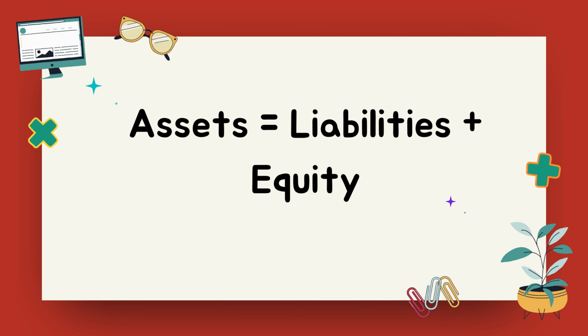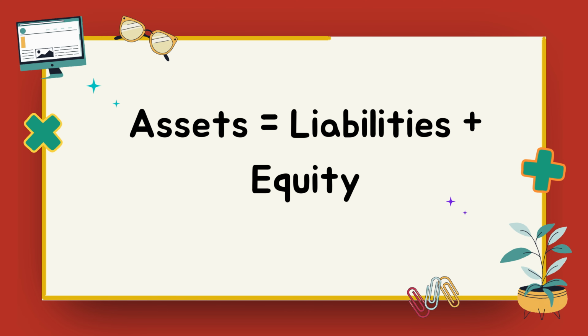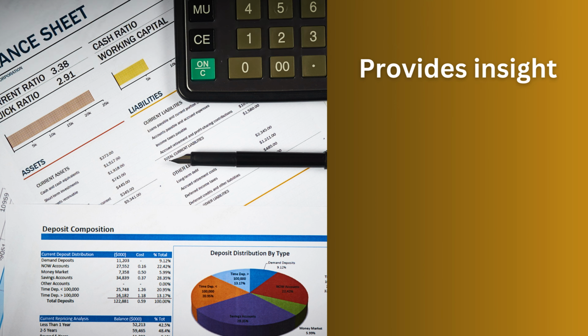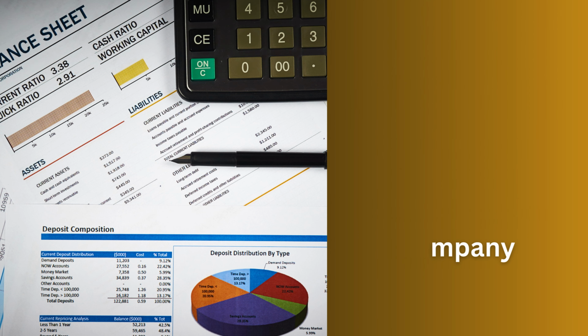Assets equals liabilities plus equity. This equation is the foundation of the balance sheet and shows how a company's resources are financed. It provides insight into the financial stability and ownership structure of a company.